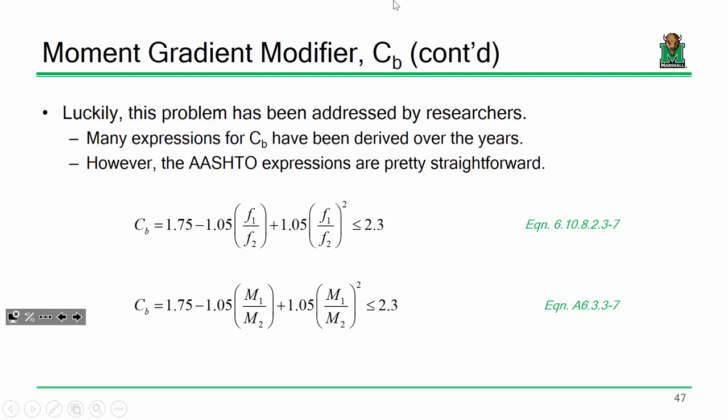Now, the difference between this equation and this equation: the upper equation comes from the plate girder spec, the lower one from the beam spec, and the only difference is this one on the bottom is in terms of moments. This one is in terms of stresses. Same expression, same equation across the board.